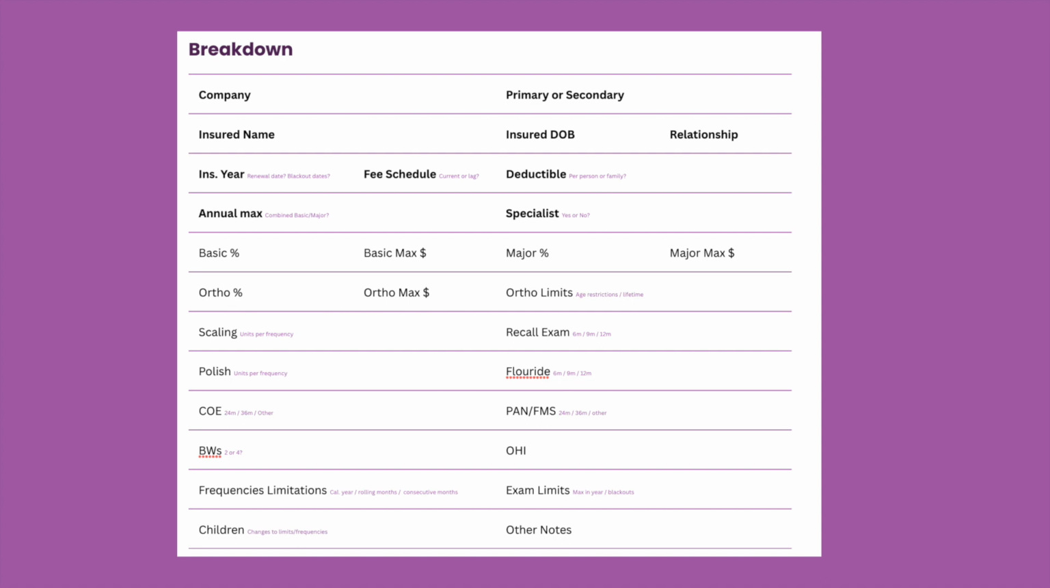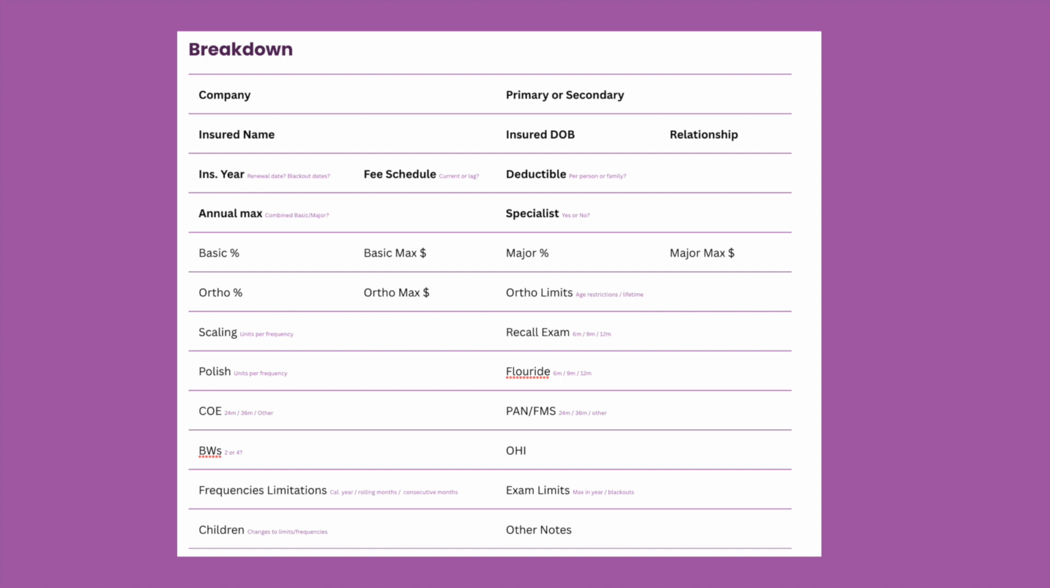If the plan has separate maximums, you can indicate coverage for each service, including what percentage the procedures are covered at and what is the dollar max. If the plan has orthodontic coverage, it may be likely that the dollar maximum is for a patient's lifetime, or you may see an age restriction. Next, we move into frequencies.